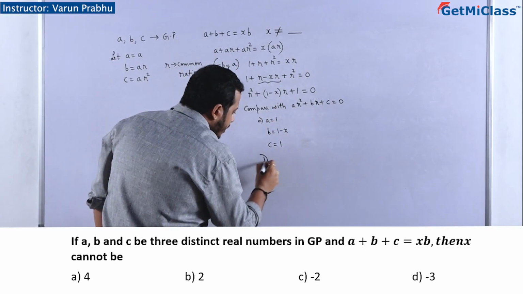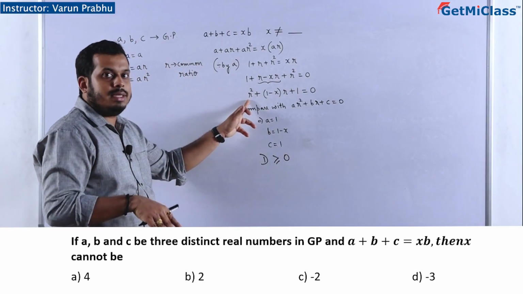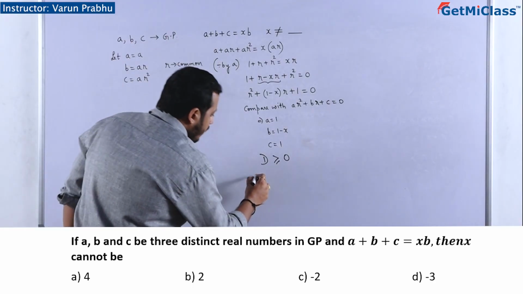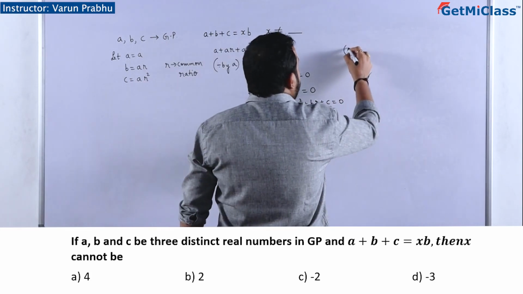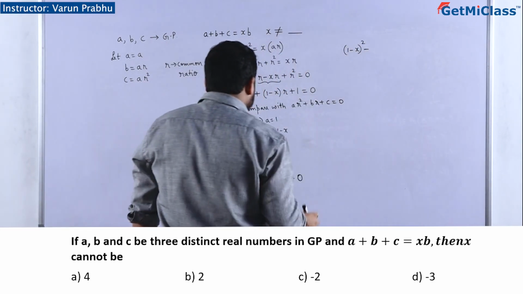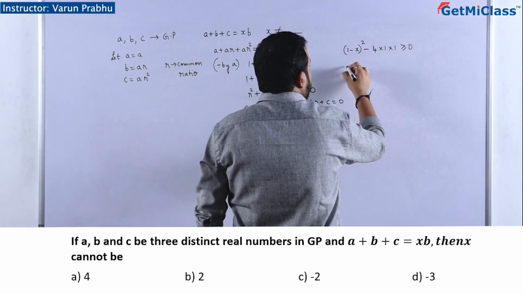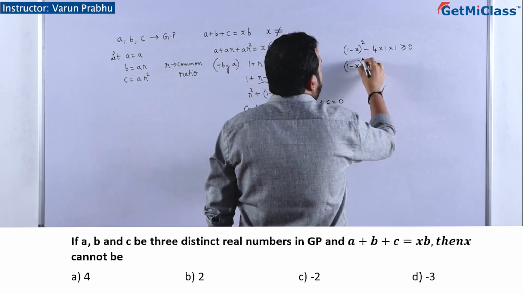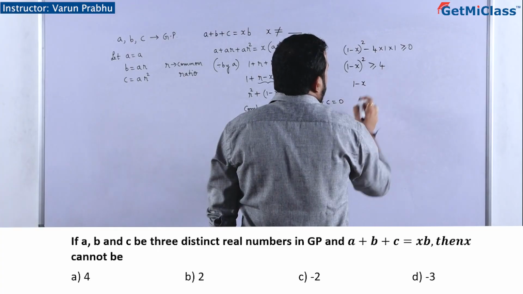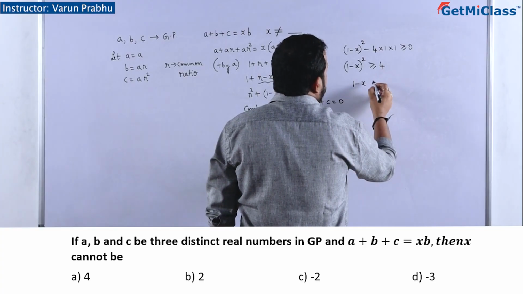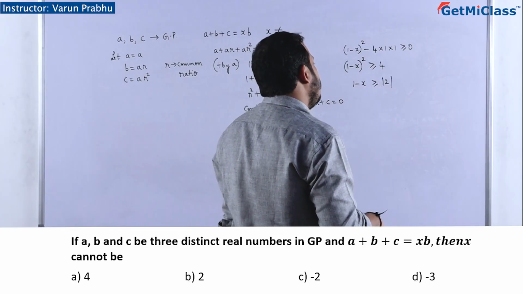Now the discriminant of this quadratic equation should be greater than or equal to 0, because for this quadratic equation, R value has to exist, right? It cannot become imaginary. So can we not write B square minus 4AC should be greater than or equal to 0. So B square can be written as (1 minus X) the whole square minus 4 into 1 should be greater than or equal to 0. So (1 minus X) the whole square should be greater than or equal to 4. So your value of 1 minus X should be greater than or equal to modulus of 2. Is it right?